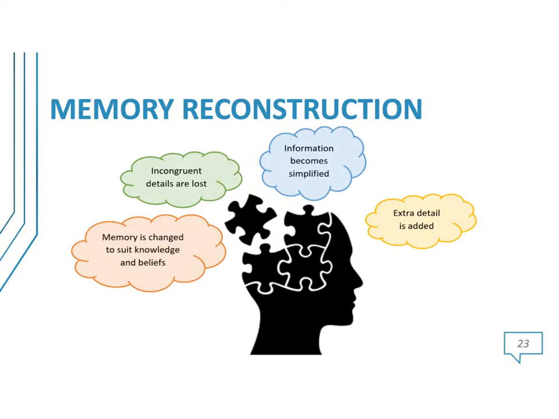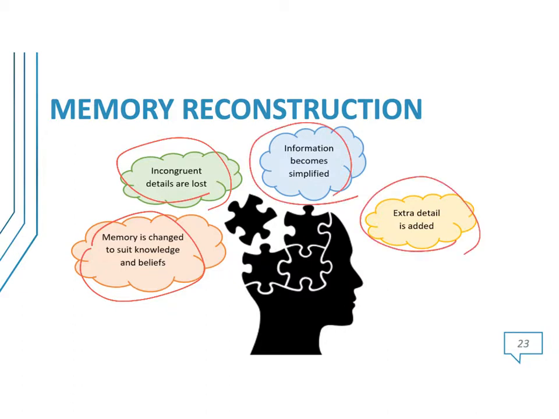So here's a really simple graphic that you can use to show your kids, and this is a really simplistic way to show how our memories change over time. We can see that memories change to suit knowledge and beliefs. Incongruent details are lost, information becomes simplified, and extra detail is added.